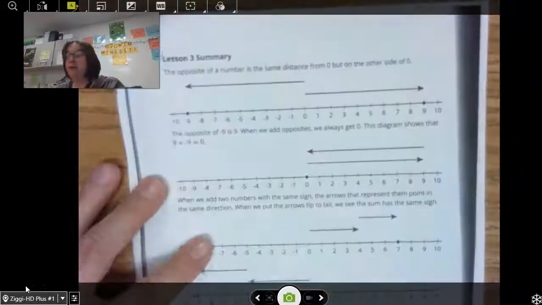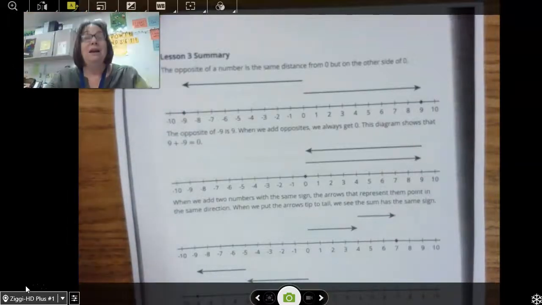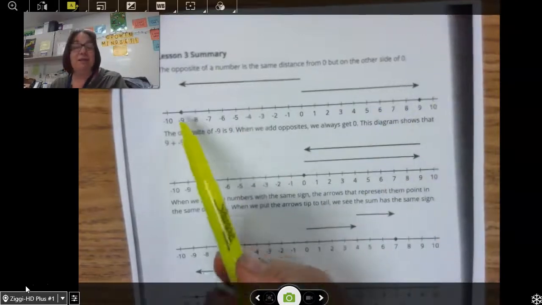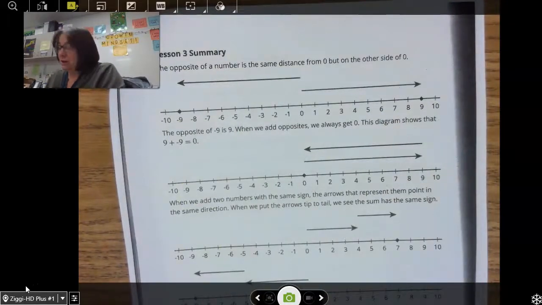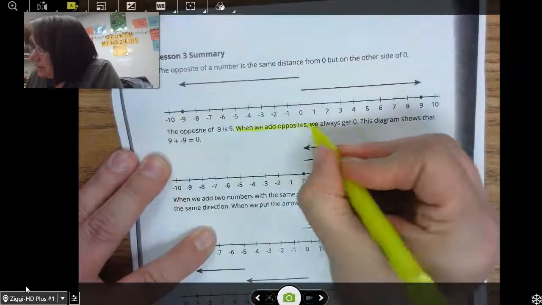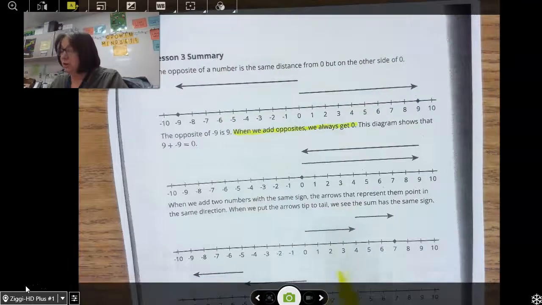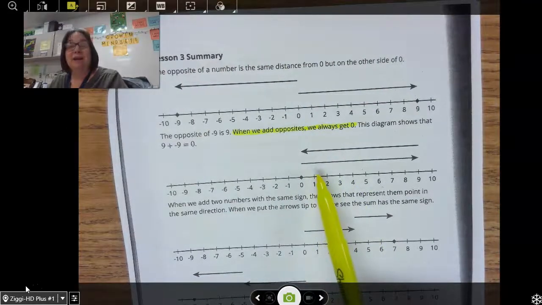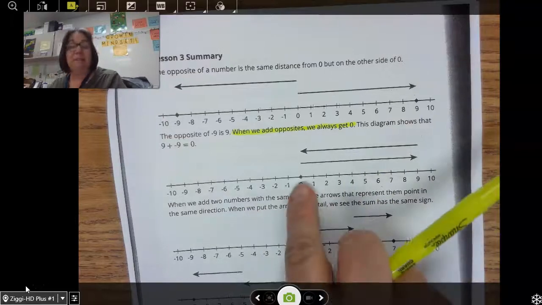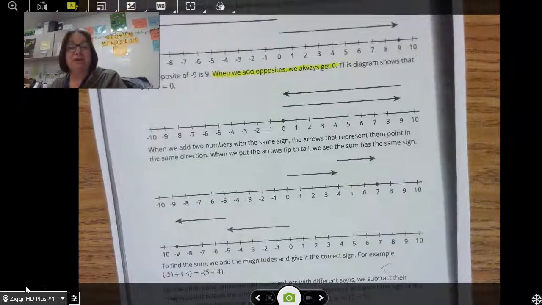Okay, in summary for today, we're not going to write in our notes. I would just like you to highlight some things. So the opposite of a number is the same distance from 0, but on the other side. So this first one is just showing you that 9 and negative 9 are opposites. And what we wanted to know is that when we add opposites, we always get 0. So that's what it shows on this second number line. 9 plus negative 9 brings us right back to 0. It's always that way with an additive inverse.